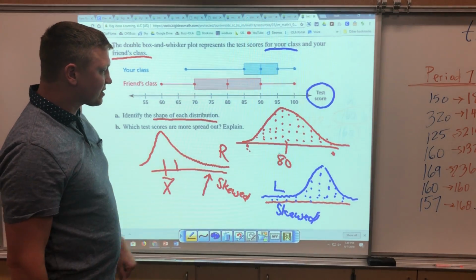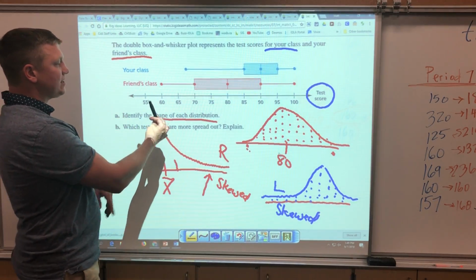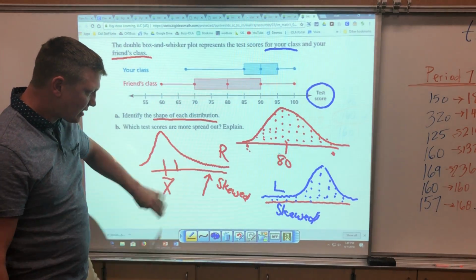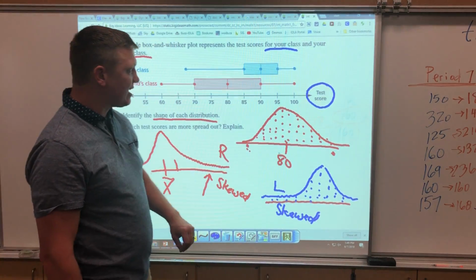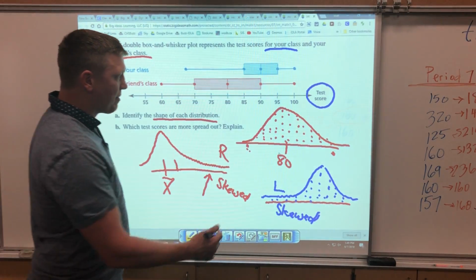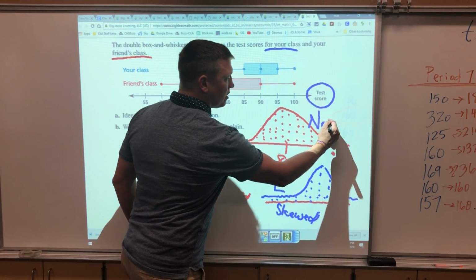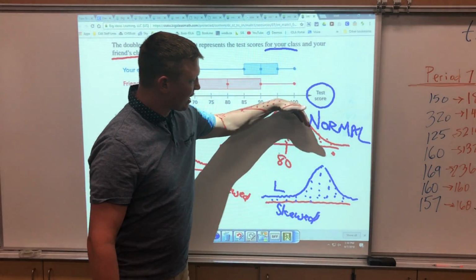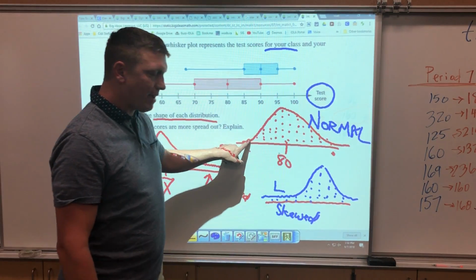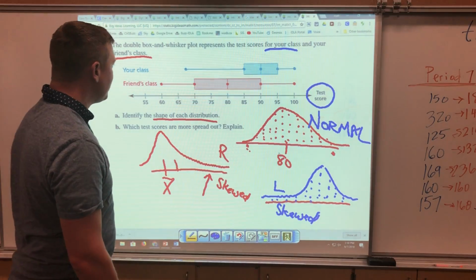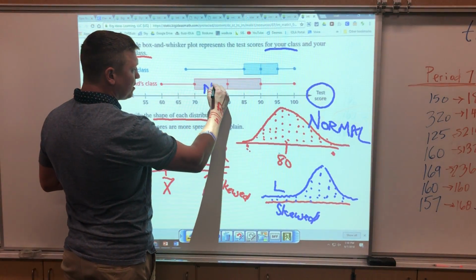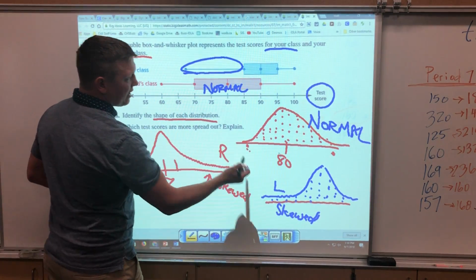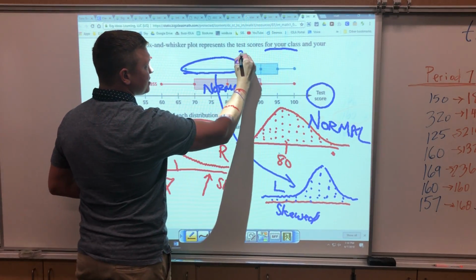Skewed right looks like this. And it says identify the shape of each distribution. It's either more like this, or more like this. They tend to be in one of those categories. And remember, we call this one normal. Normal just means it kind of has a tail on this side that matches a tail on this side. So this one would be normal.